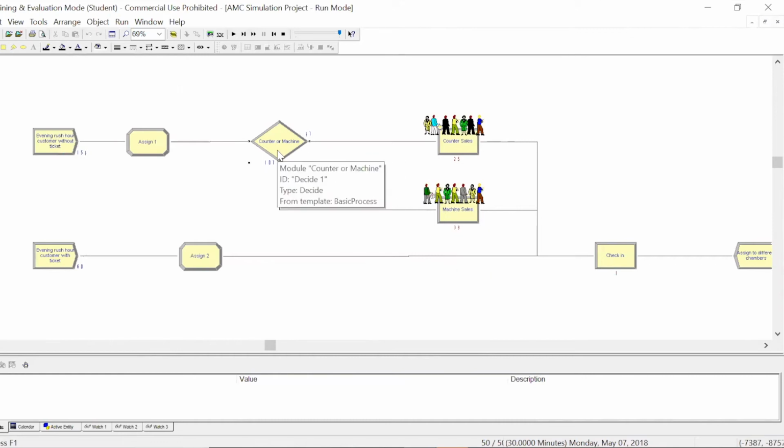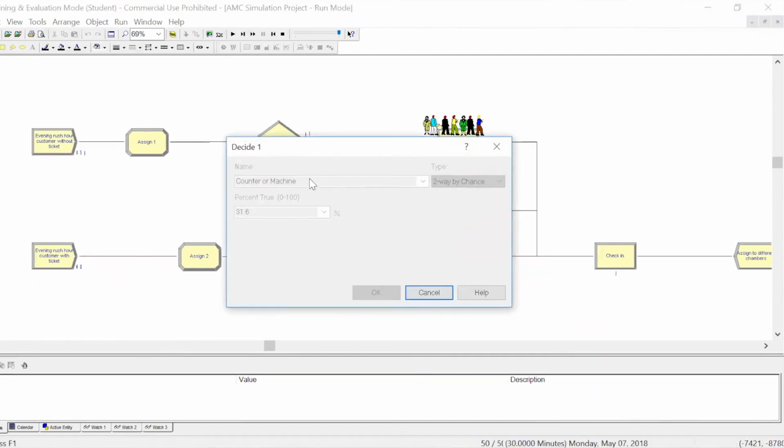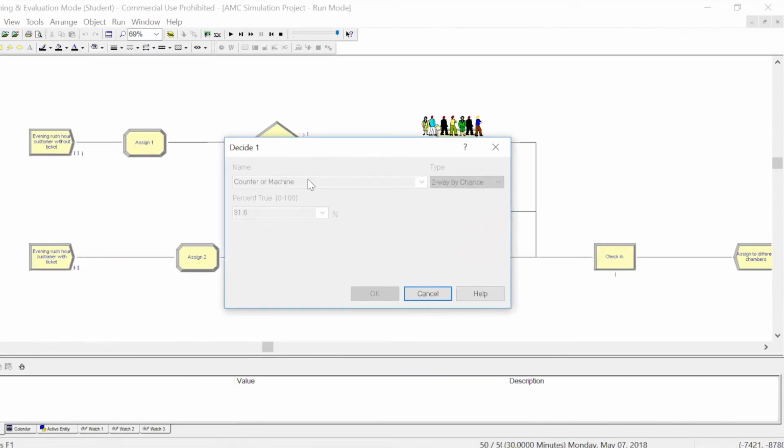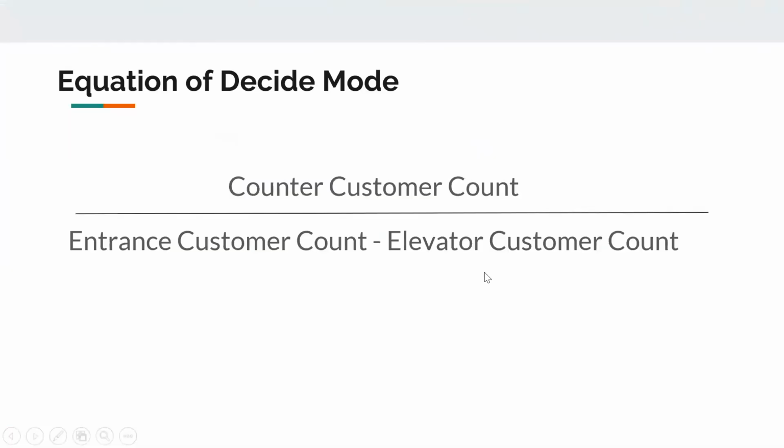In this decide mode, we use the two-way by chance type. Around 31.6% of customers will choose to buy the ticket at the counter, and 68.4% of customers will go to machine directly. This number was calculated based on our observations from 5 p.m. to 9 p.m. on May 7, using the equations here: the counter customer count divided by entrance customer count minus elevator customer count.